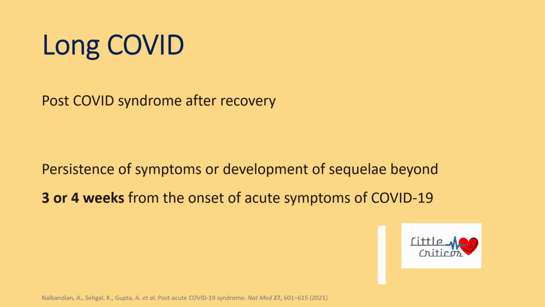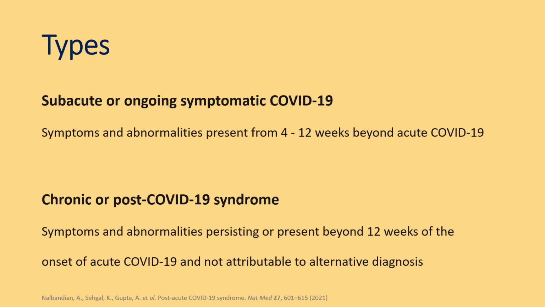Long COVID is a post-COVID syndrome after recovery. It is defined as persistence of symptoms or development of sequelae beyond 3 to 4 weeks from the onset of acute symptoms of COVID-19. It can be subacute or ongoing symptomatic COVID-19, where the symptoms or abnormalities are present from 4 weeks to 12 weeks beyond acute COVID-19 infection. Or it can be chronic or post-COVID-19 syndrome, where the symptoms or abnormalities persist beyond 12 weeks of onset of acute COVID-19 and are not attributable to alternative diagnosis.